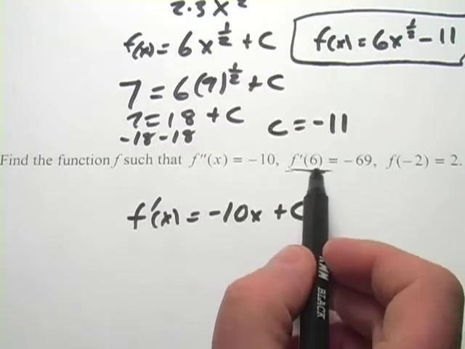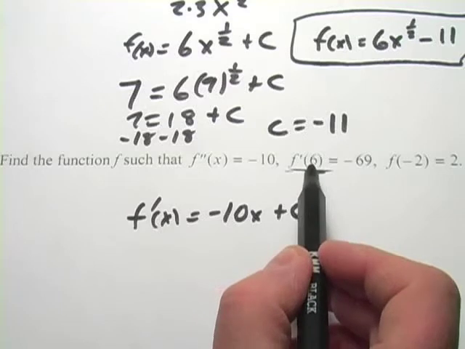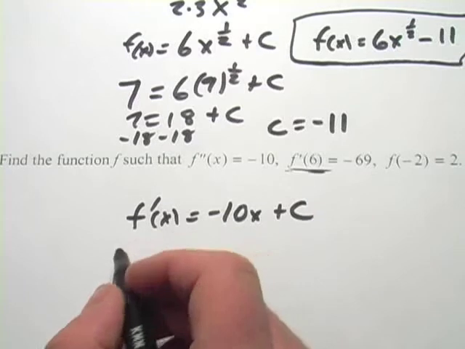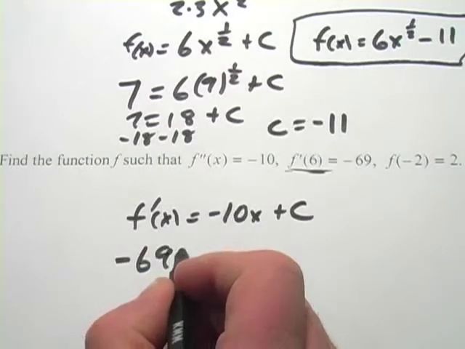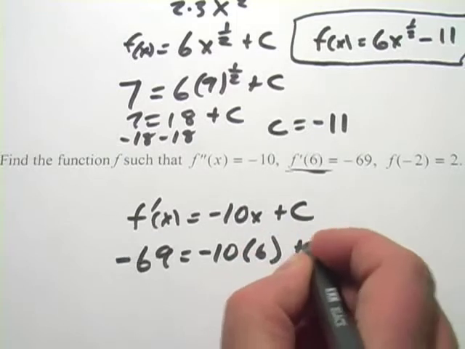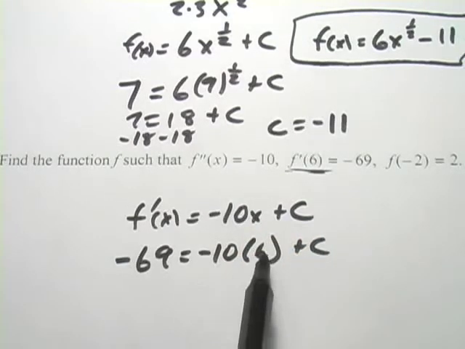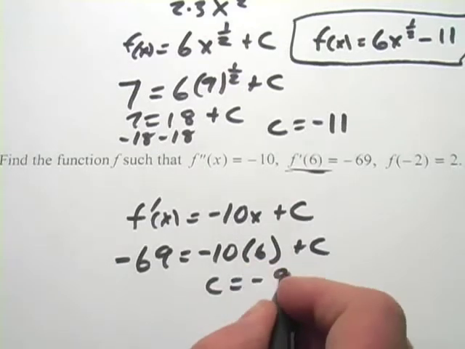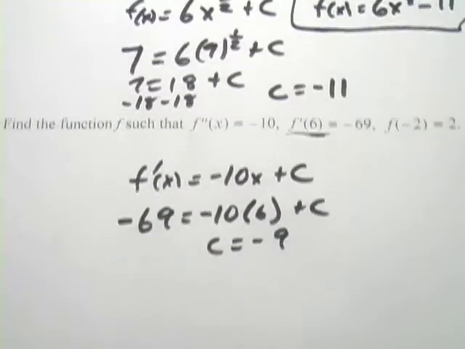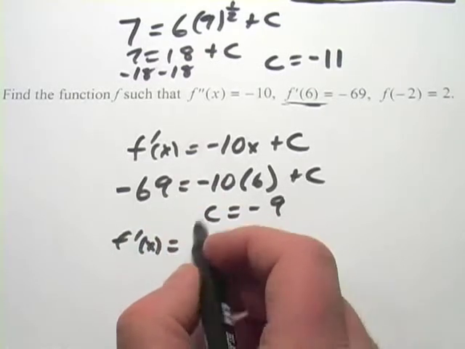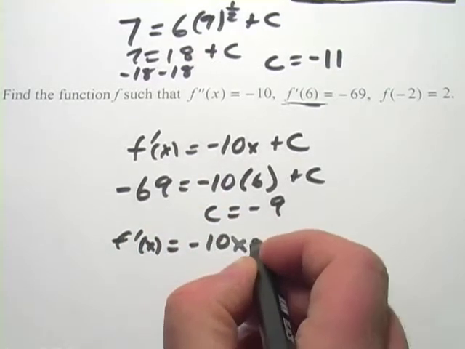Now to find our constant, we're going to use this information here. This information says that when you plug in 6 in the derivative, which is this function here, you get out a negative 69. So we'll set the function equal to negative 69. We'll plug in a 6 for x, and we'll have our big C there. So this is negative 60, so it's going to be a negative 9 for C. So C equals negative 9. So now we've got our derivative function. So f prime of x equals negative 10x minus 9.